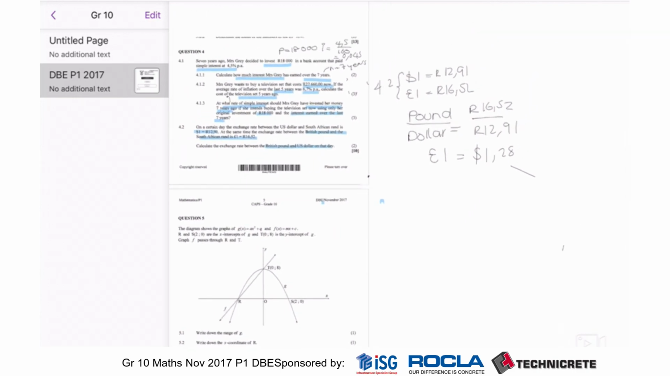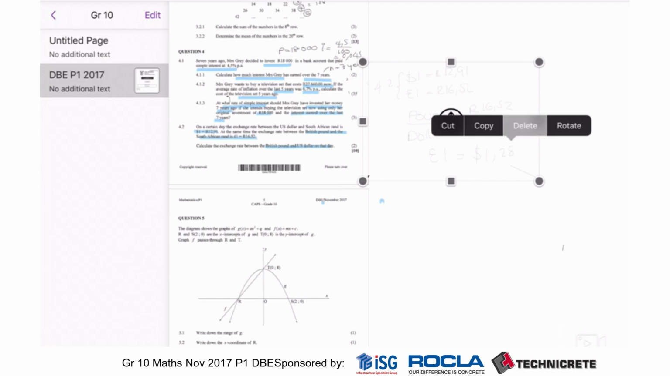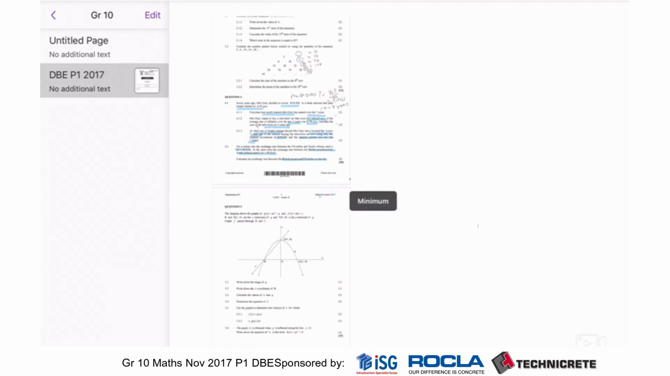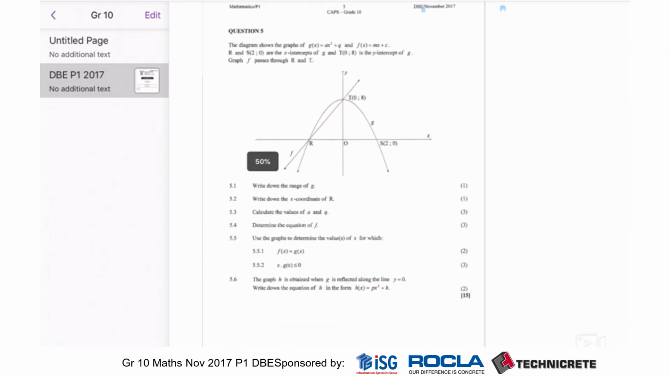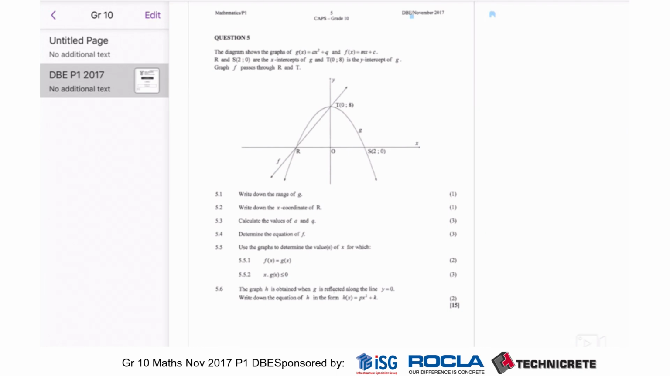Okay, we're now moving on to our next section of the paper, which is question 5. We're looking at analytical geometry. We've just got 3 more questions left to do. So I want you to quickly read through the question. Let's read through it together.